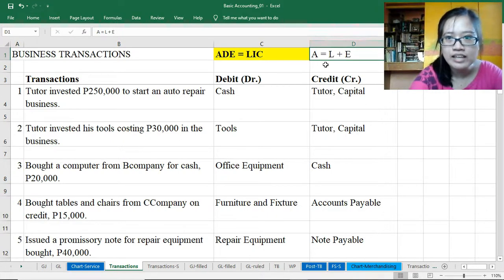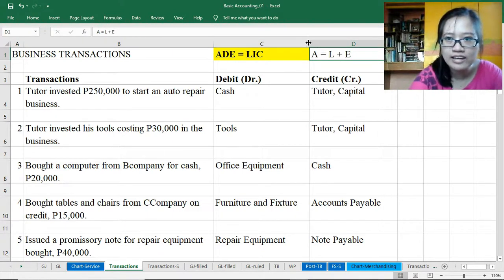Alright? And then, itong nasa right side ng ating equation, liabilities and equity. Any increase in liabilities or utang ng business, ang recording natin ay credit. Okay? And then, equity, puhunan, pag nag-invest yung owner to the business, ang record natin sa kanya ay credit to equity. Okay? Or capital. Okay? And then, konting review lang.